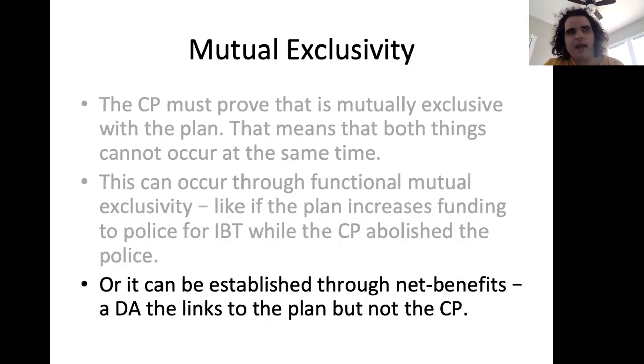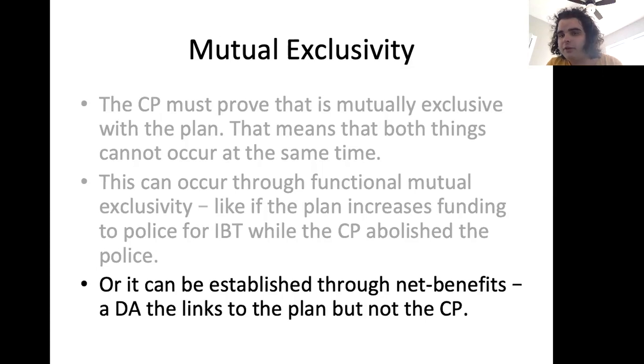But it could also be established through net benefits, right? Just as the link to the plan, but not the counterplan. So let's say that the plan has the federal government institute and pay for implicit bias training, right? Then a counterplan that has the state governments do the same thing, the same type of bias training, but at the state level instead of the federal level, right? That's not functionally mutually exclusive. It is possible to imagine a world where the federal government and the state governments both fund implicit bias training programs, right?